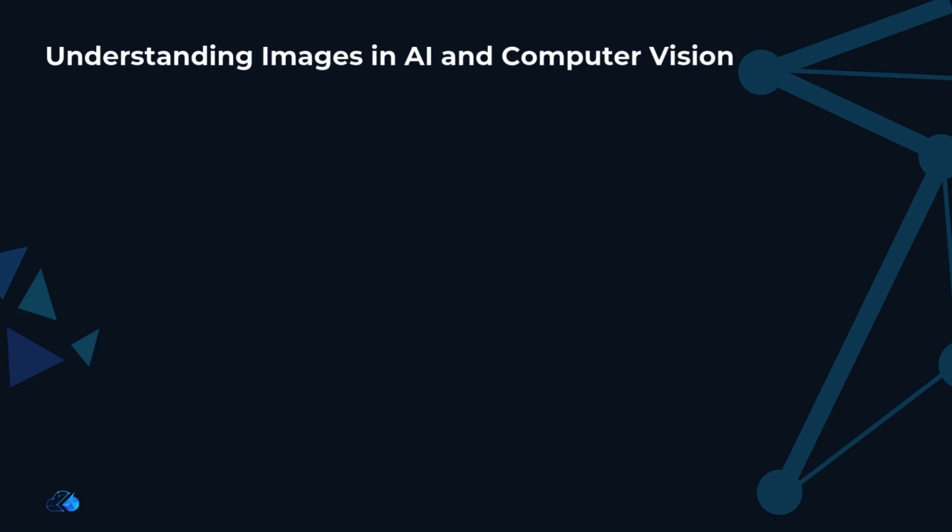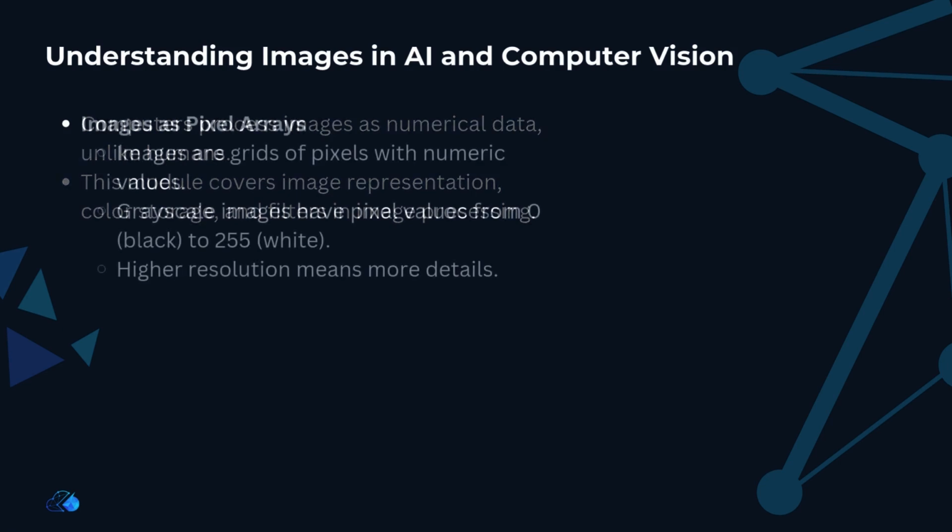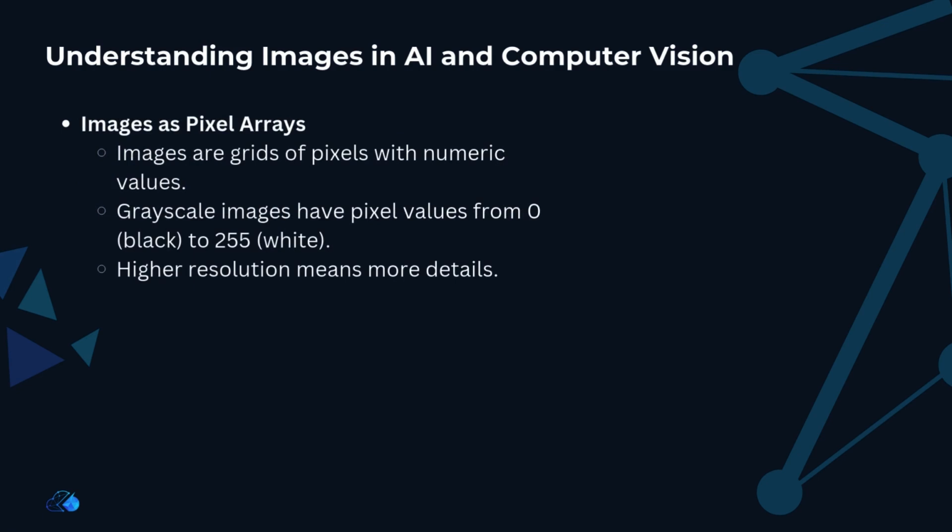Before we explore image processing and computer vision capabilities, it's important to understand how computers interpret images. Unlike humans who recognize objects, colors, and patterns visually, computers process images as numerical data. In this lesson, we'll break down how images are represented in AI, how colors are stored, and how filters help in image processing. So what is an image as a pixel array?